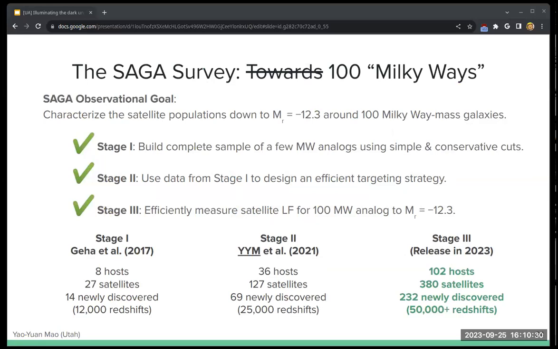Okay, so we have published this survey twice, our first and second data release. But now we really already have 102 hosts that we have surveyed. We have almost 400 satellites we have identified. We are wrapping up and doing our data release 3 paper. But it's really exciting because now we have 100 Milky Way-like systems that we can compare the Milky Way with.